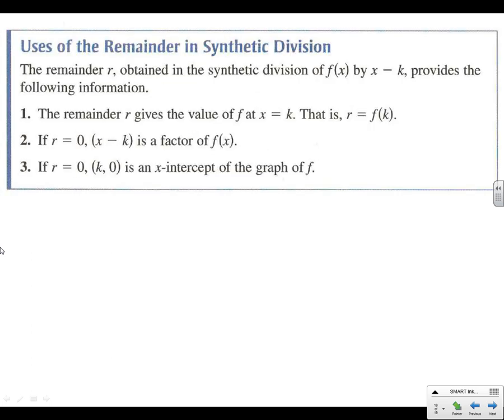All right, so just a last reminder, this is the last slide here, no more problems. Uses of the remainder in synthetic division, 3 different things. The remainder pulls out the y value, right? So if you plug in k, whatever the remainder is, that's the y. If the remainder is 0, then x minus k is a factor of the original polynomial. And conversely, if r equals 0, then you do have an intercept at that point k.